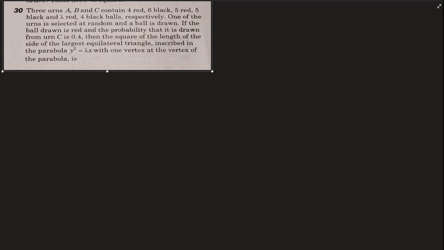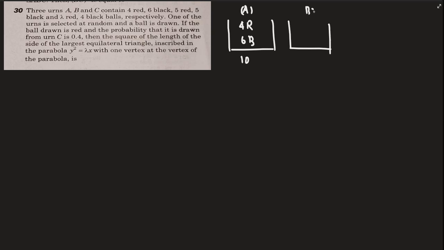Now this is the last question of this session. This question says that there are 3 urns A, B, C which contain some black and red balls. So the first urn has 4 red balls and 6 black balls. So in total you notice that 10 balls are there. So this is about the urn A.